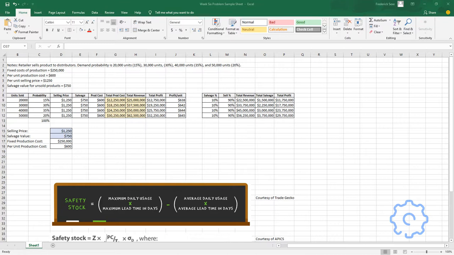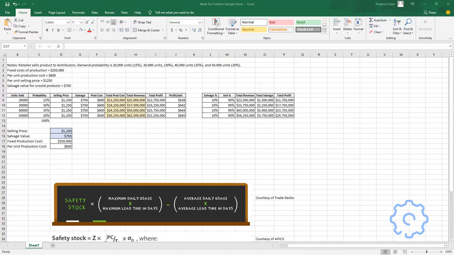The demand probability is 20,000 units at 15% probability, 30,000 units at 30% probability, 40,000 units at 35% probability, and 50,000 units at 20% probability. The fixed cost of production is $250,000. The per unit production cost is $600. The per unit selling price is $1,250, and the salvage value for unsold products is $750.